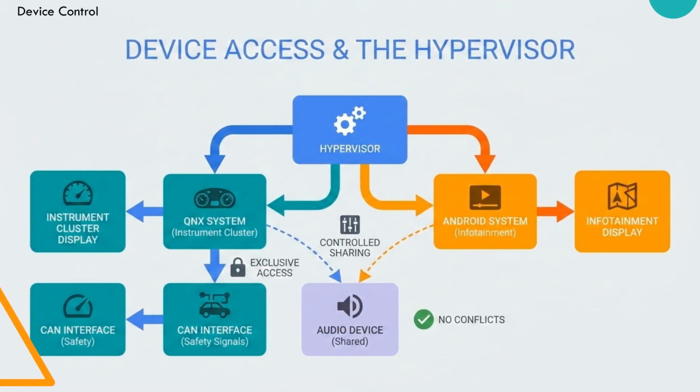Now let us look at devices. In a real car, the instrument cluster display may be controlled by a QNX system, while the infotainment display runs on Android. The hypervisor decides which system gets access to which display controller. Some devices, like CAN interfaces used for safety signals, are strictly assigned to QNX. Other devices, like audio or display, may be shared in a controlled way. The hypervisor ensures there is no conflict.